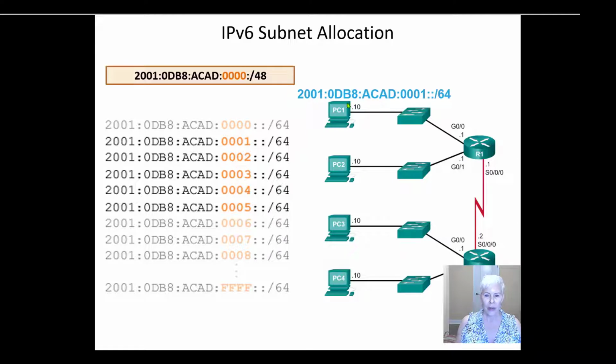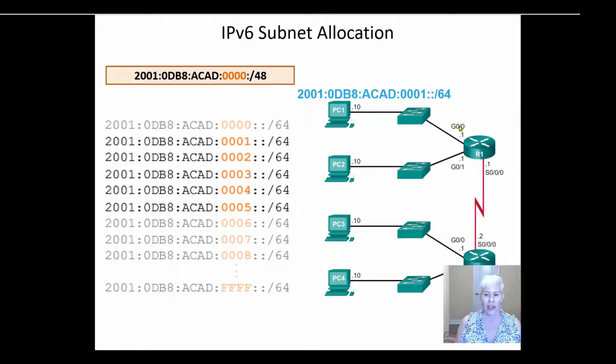Let's look at the address right here. We can see that PC1 has been given the address of ::10. So what is it? It's 2001:0db8:ACAD:0001, then all zeros till I get to the eighth hextet, and it's going to be 0010. That's what it would be. So we would just give it a unique IPv6 address.